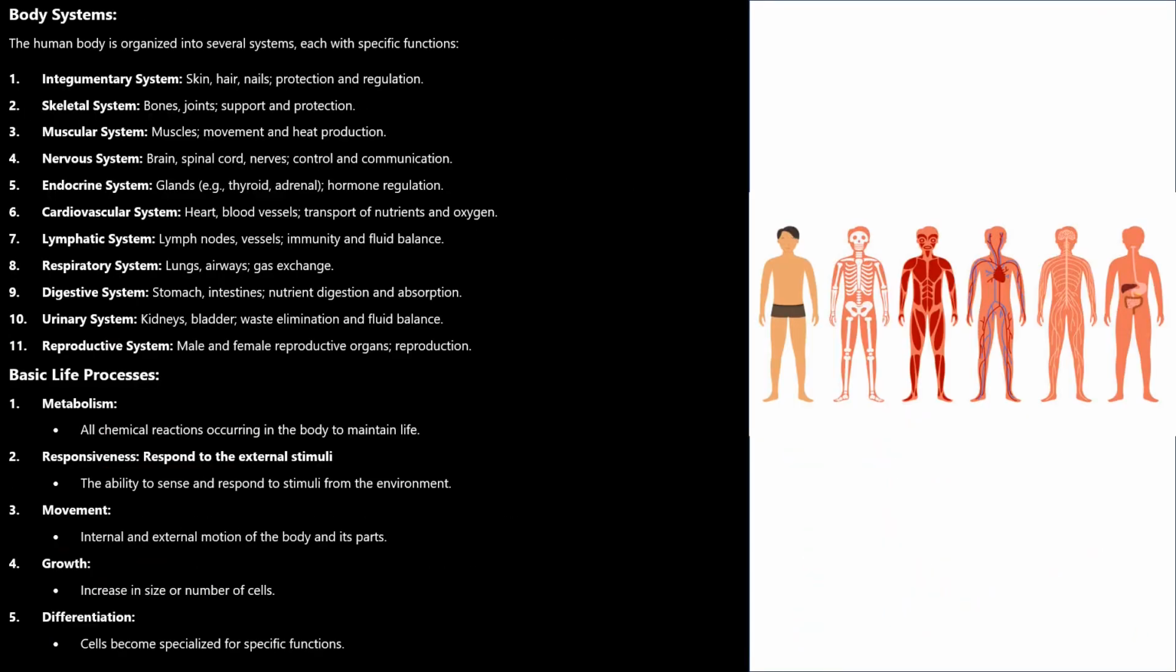Next we come to the body systems. Nicely, this picture depicts the various types of body systems. What are the systems present in our body? The human body is organized into several systems, each with specific functions, like the integumentary system, skeletal system, muscular system, nervous system, endocrine system. So many systems are there. You can check it. This picture represents the skin, the integumentary system.